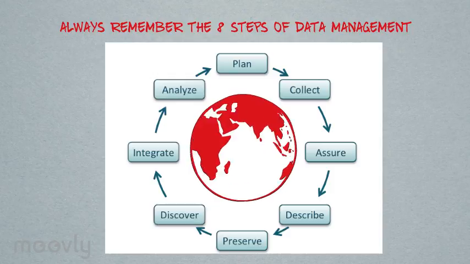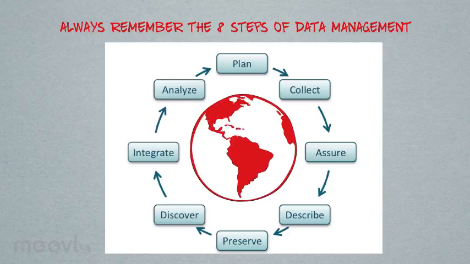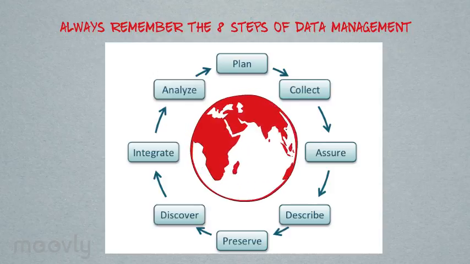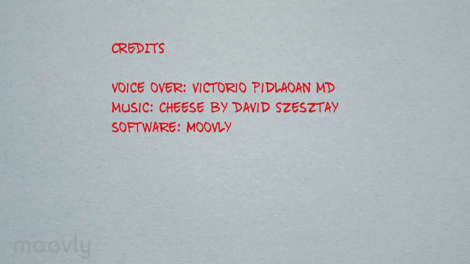So that's it, the 8 steps in the data lifecycle and their respective informatics approaches. I hope this short tutorial has helped clarify what are the issues in data management and what informatics tools are available.